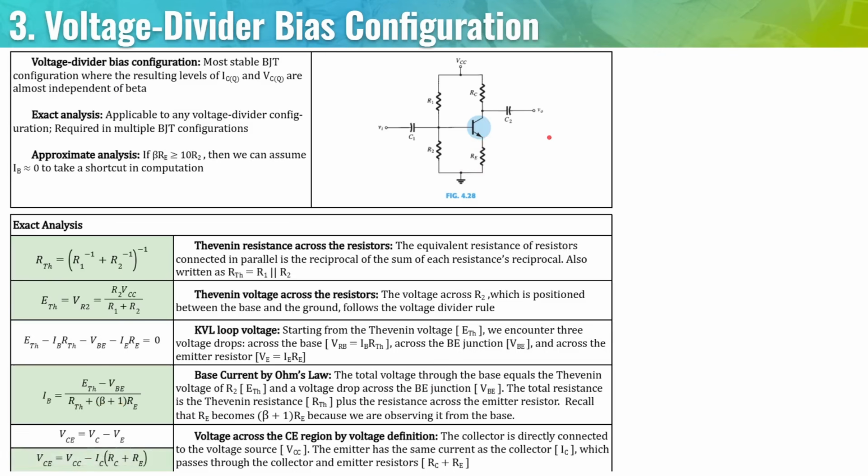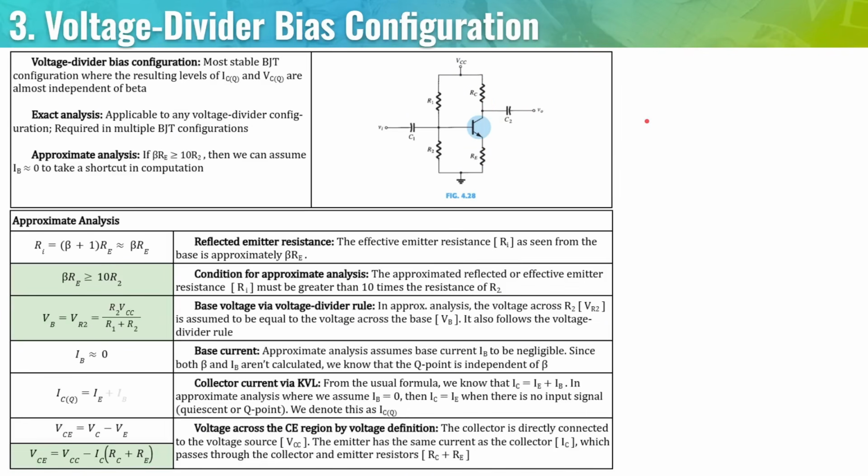Last one for this slide is the voltage across the CE region. This collector is directly connected to the voltage source VCC. The emitter has the same current as the collector, which passes through the collector and the emitter resistors. So again, it's just the voltage source minus the voltage drop here and here. IC is just going to be the same as IE because it is just going in the same direction.